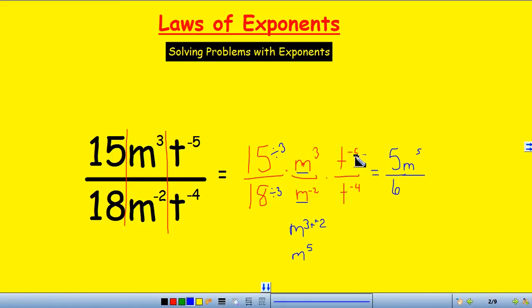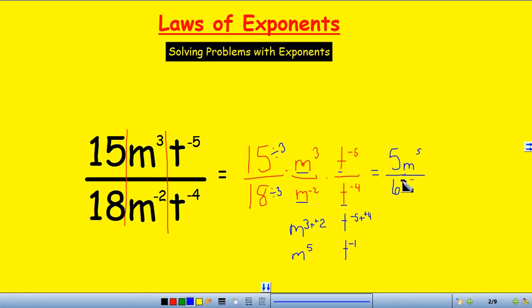So we have t to the negative 5 divided by t to the negative 4. Whenever we're dividing with the same base, remember, we have to subtract the exponents. So that gives us t to the negative 5 minus negative 4. Anytime you are subtracting, it's the same as saying I am adding the opposite. So that has t to the power of negative 5 plus positive 4, which is negative 1.